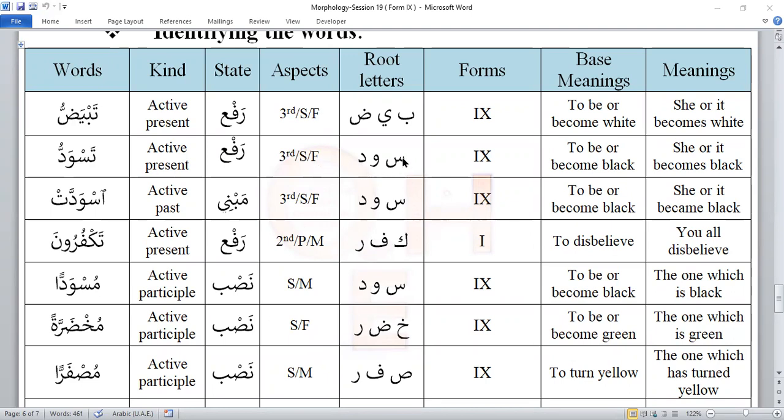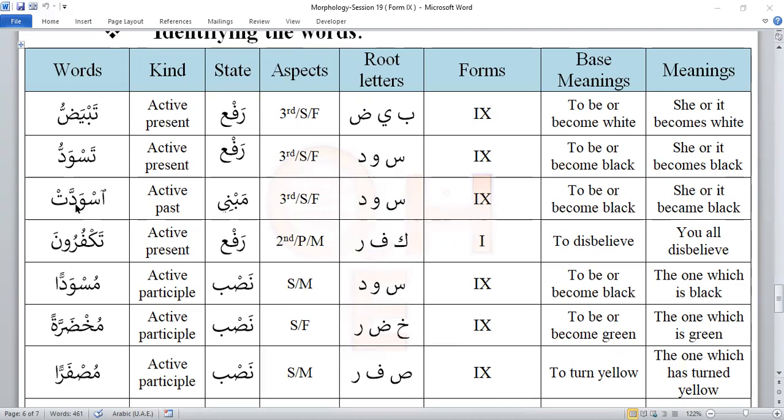And the root letters are sin, waw, dal. Verb form 9. The base meaning is to be or become black. So we are going to say this is she or it becomes black. Okay. Next one.